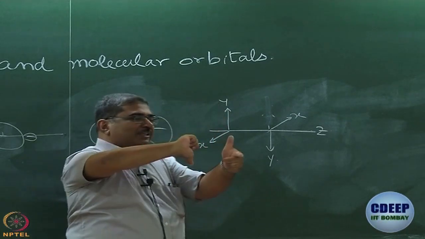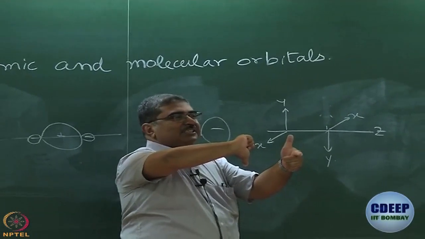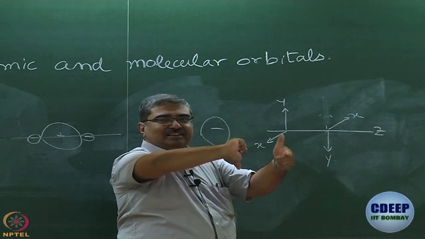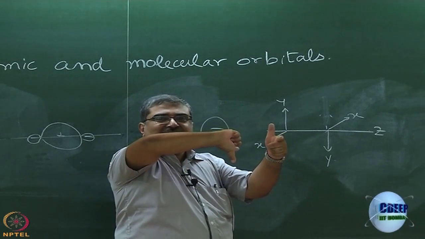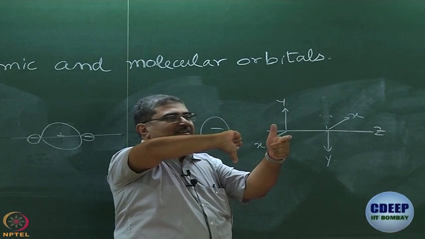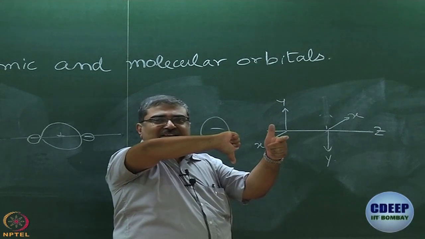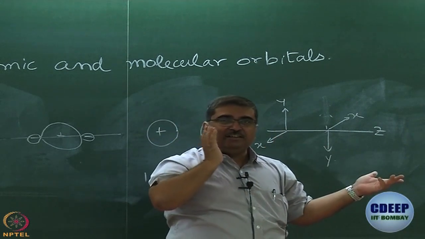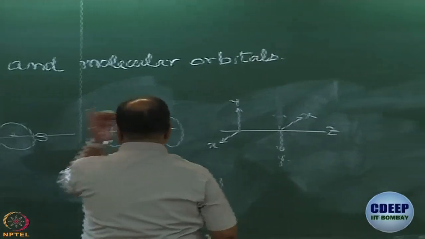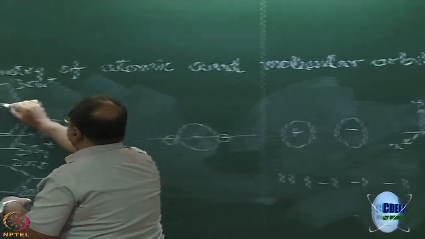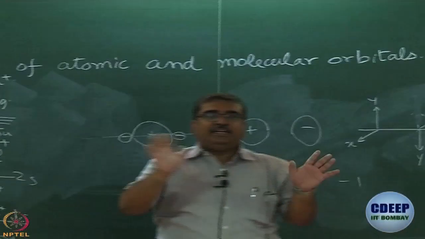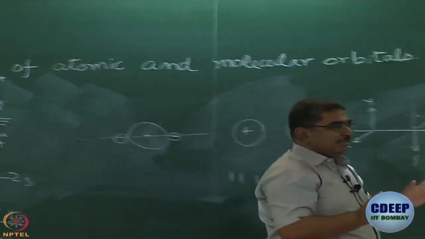One thing you can tell me right away, is it g or is it u? It is g, isn't it? Look at my thumbs and look at my index fingers. Do you see the center of inversion? Right? So, it is g, actually it is pi g. The antibonding pi orbital is pi g. So, this is how you write the names of the molecular orbitals in terms of symmetry.